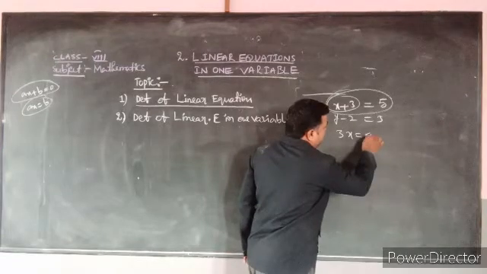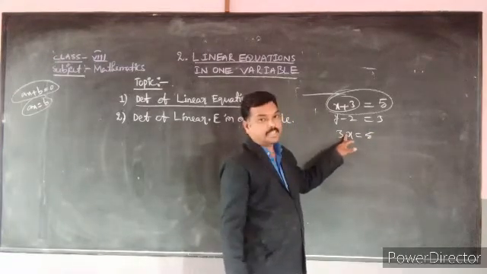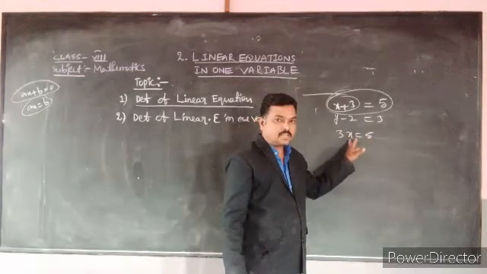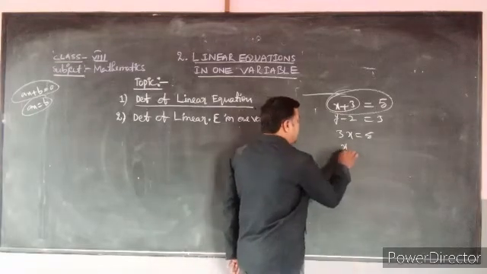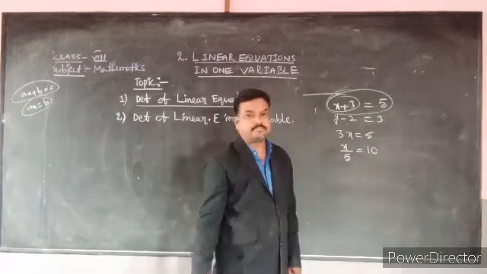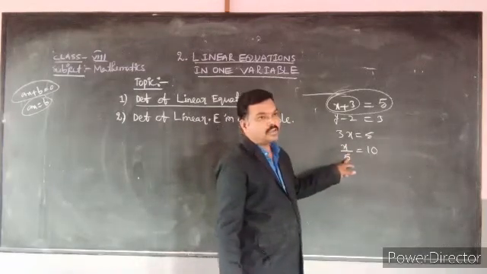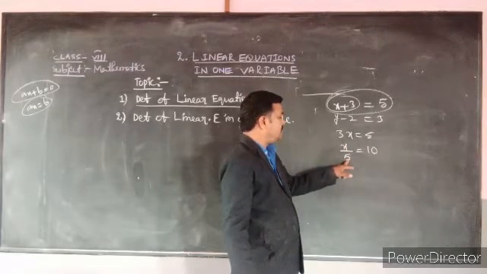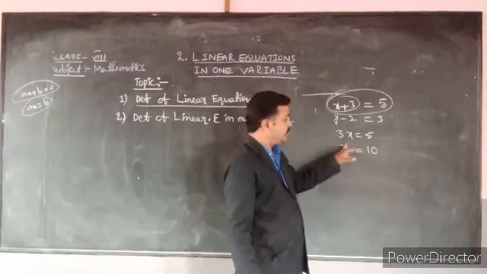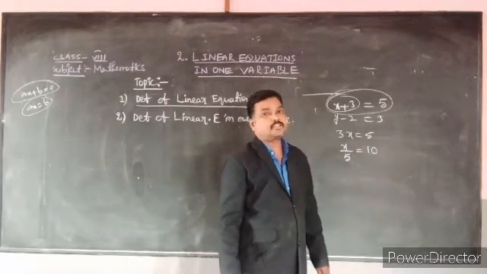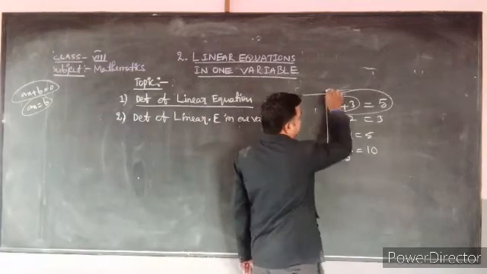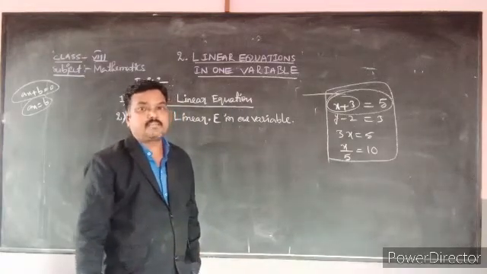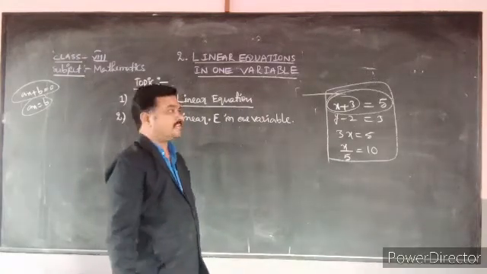3x is equal to 5. 3x means 3 into x. x is the variable, 3 and 5 are numerals. This is also an example of an equation. x by 5 is equal to 10. Here we use the fourth basic operation, division. In this also x is the variable, 5 and 10 are numerals. This is also an example of an equation. It means the meaning of equation: an open sentence containing an equality sign is called an equation.